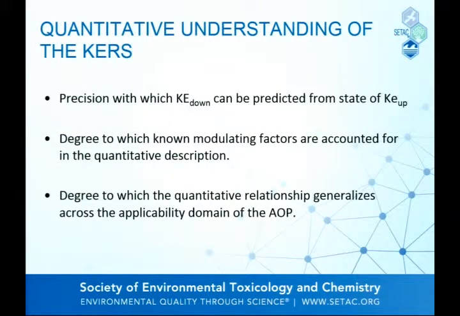So that gets us through plausibility and empirical support. What about quantitative understanding? How do we make the calls about that? It's really based on consideration of three key elements. One is the precision with which the downstream key event can be predicted based on the measure of some upstream key event. So if I measure key event upstream, the more precisely I can predict what that downstream is, the more quantitative understanding I have. It's also dependent on the degree to which other known modulating factors can be accounted for.